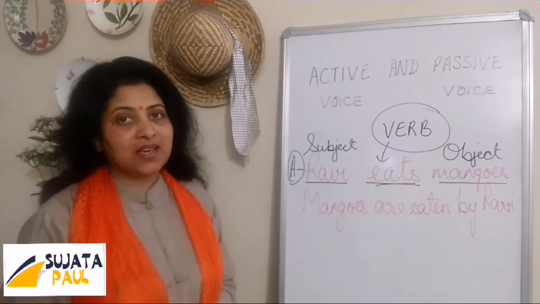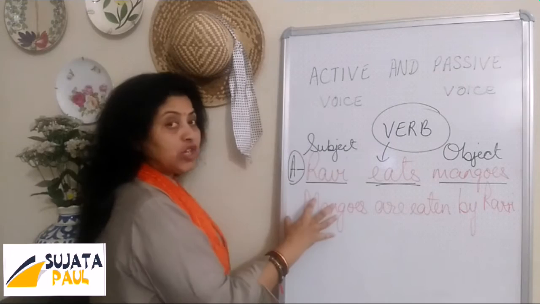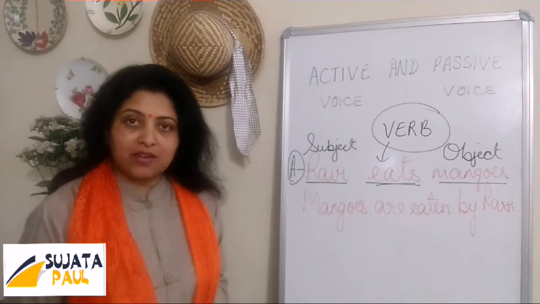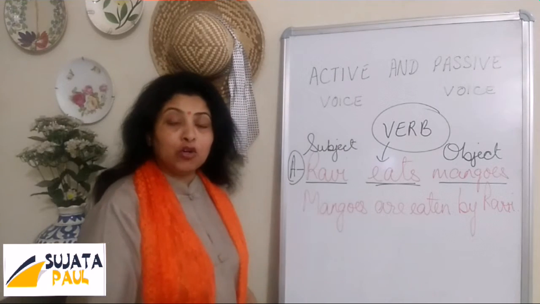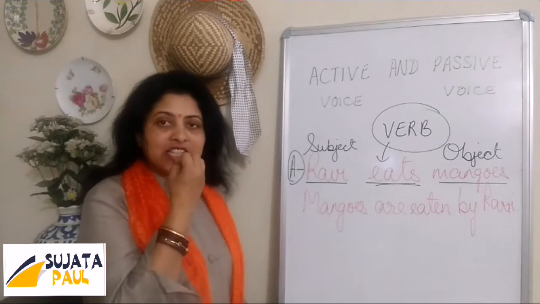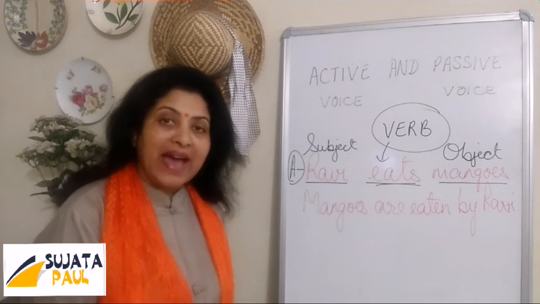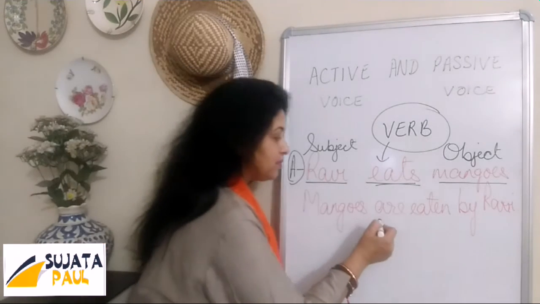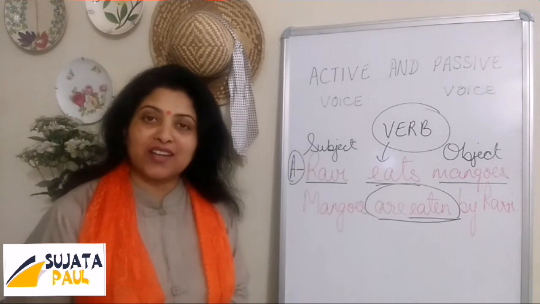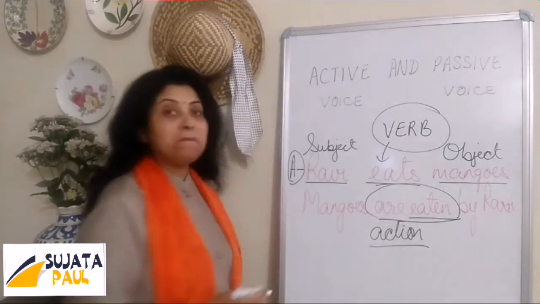And when I change this into passive, all that I do is I bring the object where the subject is and take the subject and make it the object, right? So what do I say? Mangoes are eaten by Ravi. It means the same thing. Ravi eats mangoes. Mangoes are eaten by Ravi. So what is more important in the passive voice is this. And what is this? This is the action. So that means the action is more important in passive voice.